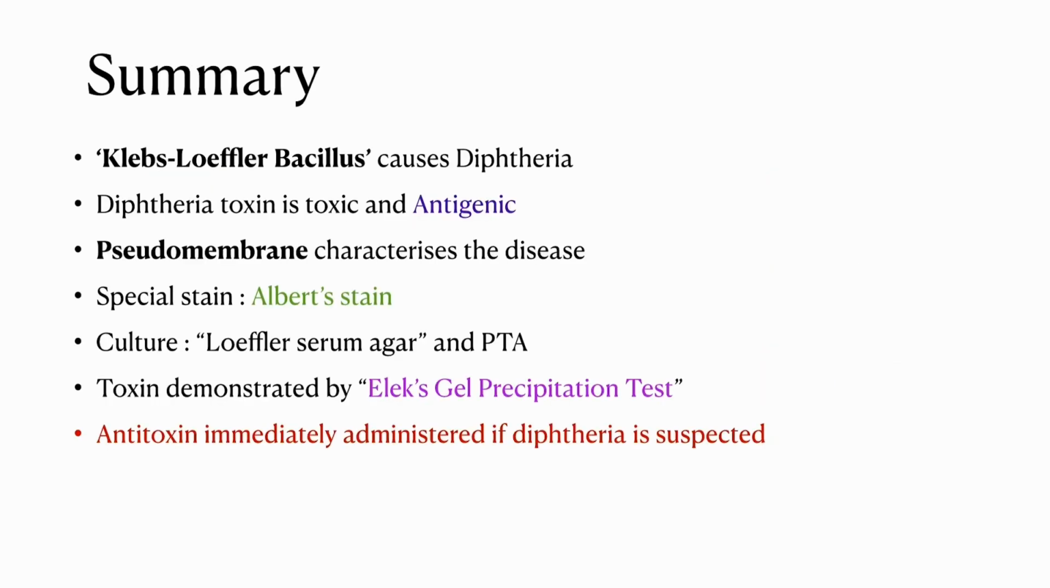Now, at the last, we need to summarize this video. So, Klebs-Loeffler bacillus causes diphtheria. Diphtheria toxin is toxic and antigenic. This property is harvested immensely in the field of vaccination. The pseudomembrane characterizes the disease. The special stain, the Albert stain, stains it green with metachromatic granules. The cultures we use here are Loeffler serum agar and potassium tellurite agar. The toxin is demonstrated by Elek's gel precipitation test.